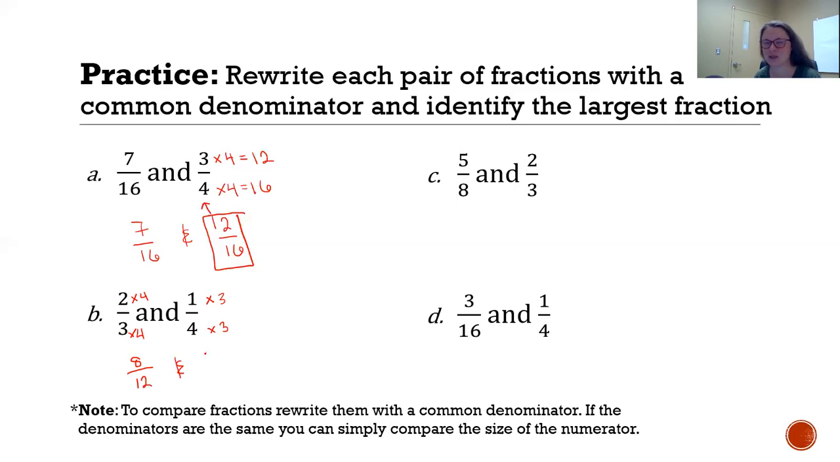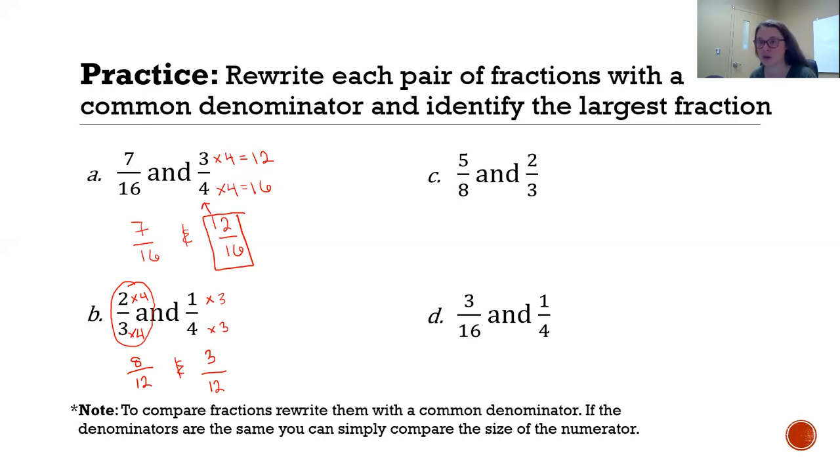We have 1 times 3, which leaves me 3 on the top, and 4 times 3, which gives me 12 again on the denominator. So this gave us a common denominator, and the largest fraction is 2/3. Now this is one you could have picked out the largest fraction without having a common denominator using what I call benchmarks.